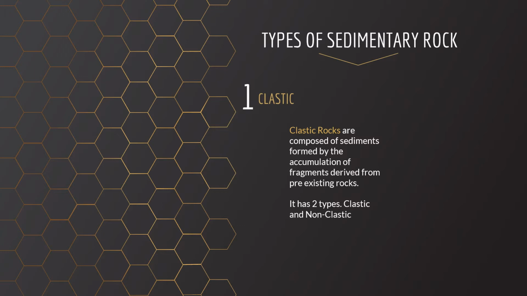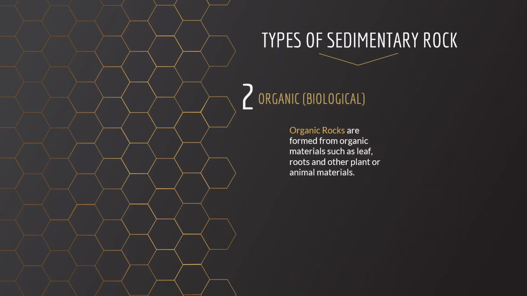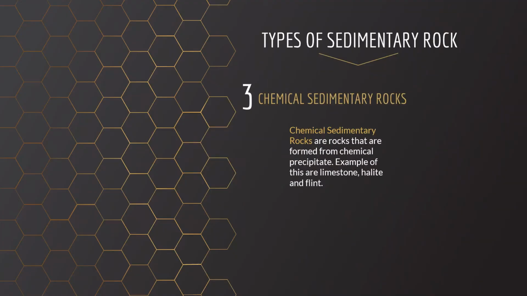This clastic type of sedimentary rock has two other types: clastic and non-clastic. Second is the organic or biological sedimentary rock. Organic rocks are formed by organic materials such as leaves, roots, and other plant or animal materials. Third is the chemical sedimentary rocks. Chemical sedimentary rocks are rocks that are formed from chemical precipitate. Examples of these are limestone, halite, and flint.